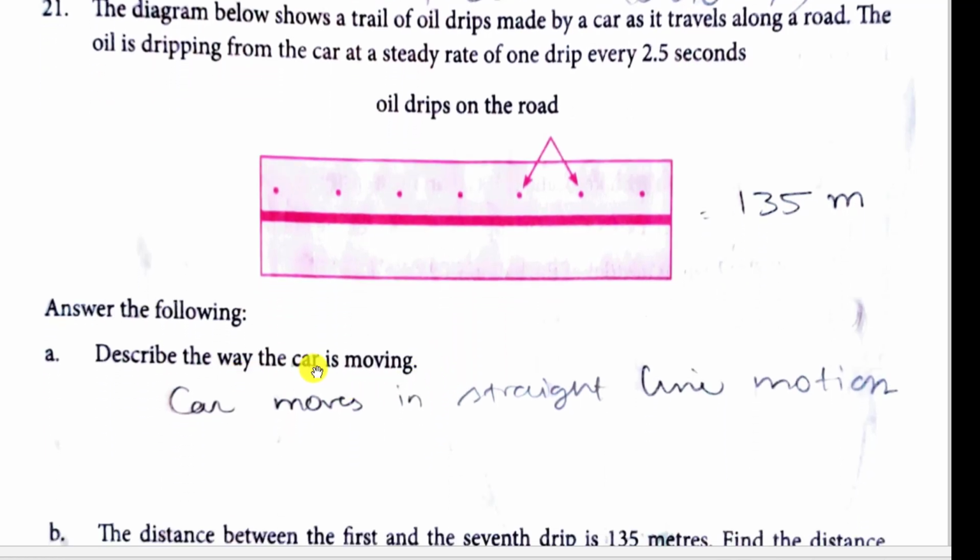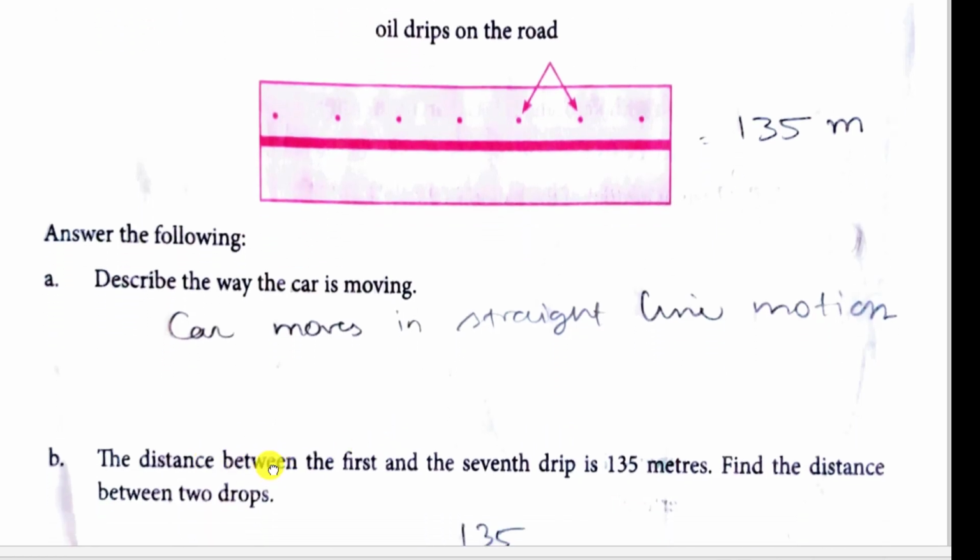Describe the way the car is moving. You notice the time duration and the arrangement of the oil dropping positions. It is a straight line, and the duration is also with equal intervals. Just by seeing we can notice that, so that you can come to the conclusion that the car moves in straight line motion. Okay, is there any doubt?